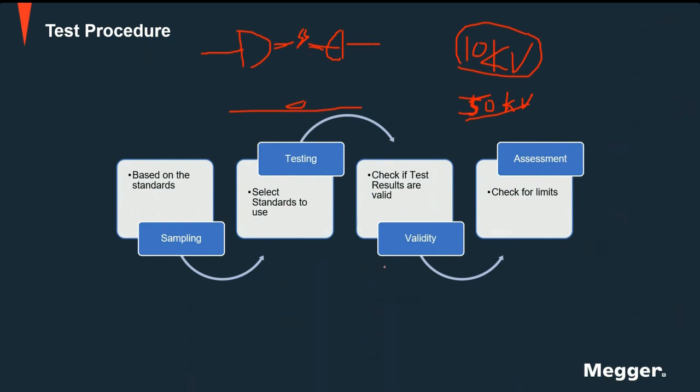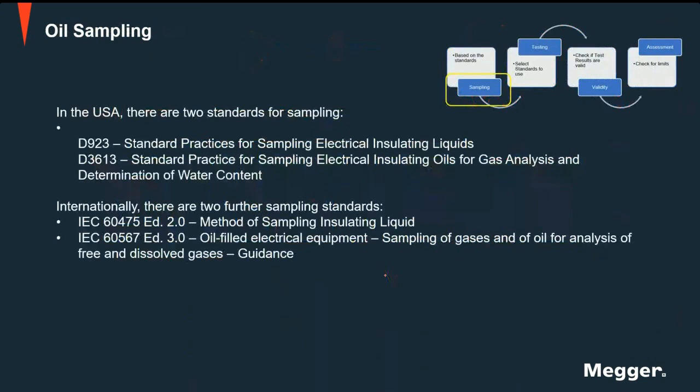After the validity check, once the test is valid, then you can go to the assessment or check the limits from the standard. That is the proper procedure, and we will show it later in our actual demo. For oil sampling, in the US, there are two standards for sampling: D923 and D3613. And internationally, there are two further sampling standards. We have the IEC and so on.